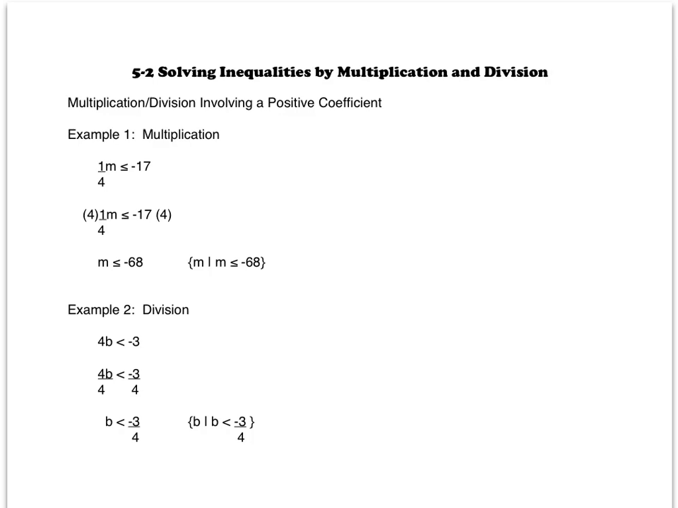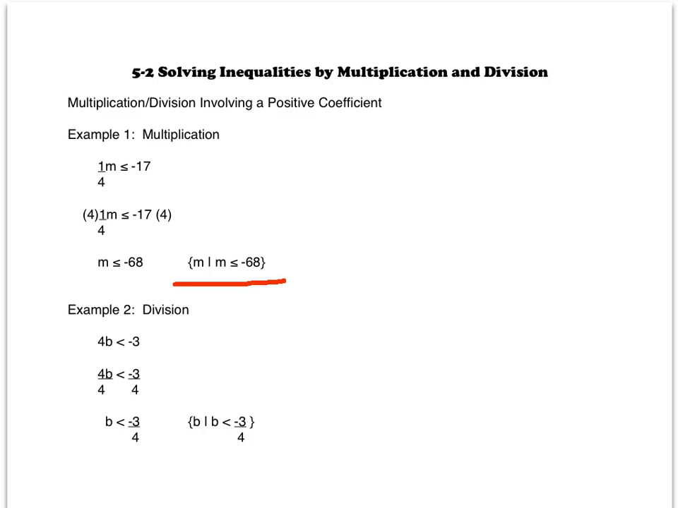In example 1, 1/4 m less than or equal to negative 17 is solved by multiplying both sides by 4. And that leaves us with m is less than or equal to negative 68. In set builder notation, it would be all numbers m such that m is less than or equal to negative 68.